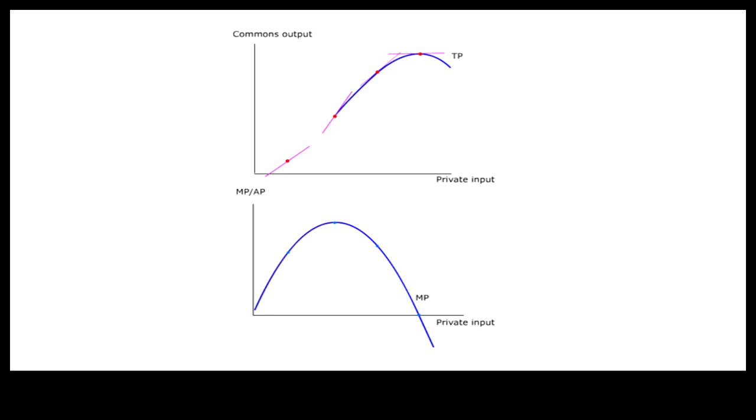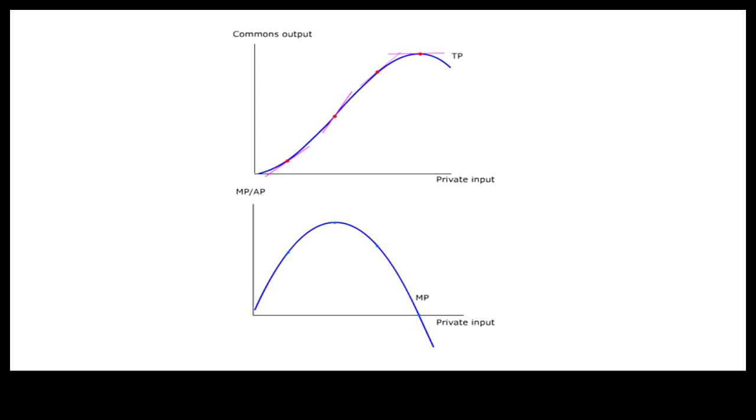Marginal product goes up during the increasing returns phase. Marginal product reaches a maximum at the inflection point. Marginal product goes down during the decreasing returns phase. Marginal product becomes zero at maximum total output. Then marginal product becomes negative as total product starts to decline.